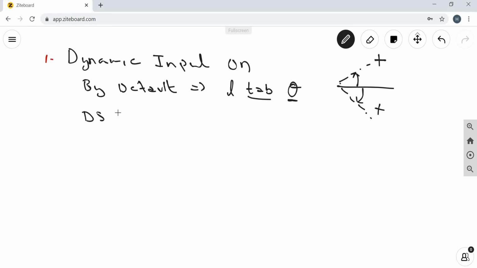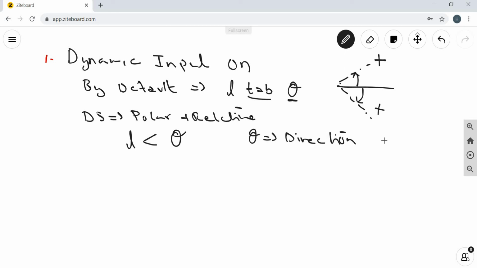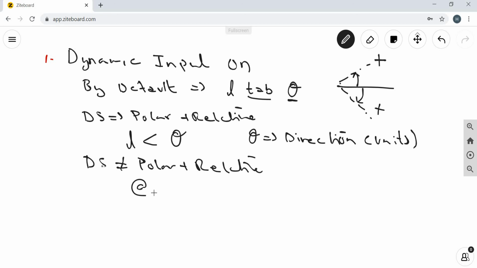If you have set dynamic settings to polar and relative, you can type the coordinate by specifying the length, press the angle key on the keyboard and specify the angle. In this case, the angle will follow the direction that you have specified in the units. If the drafting setting is not set to polar and relative, you can type @, specify the length, press the angle bracket key on the keyboard and specify the relative angle. Again, in this case, the direction of the angle is taken as you have set in the units.